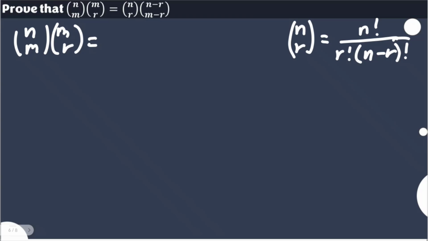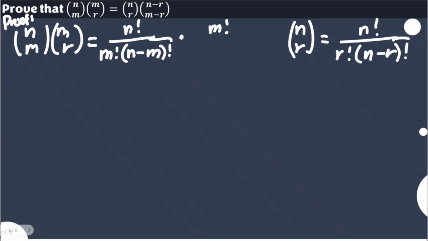So for our n combination m, this is now the start of the proof, if you may. For your n combination m, that's n factorial over, instead of r, you will have m factorial, then n minus m factorial, times the result of m combination r, you have m factorial over r factorial, that's your number of elements to be taken from the set of m elements, times the m minus r factorial.